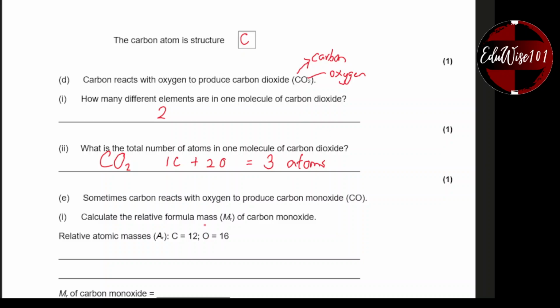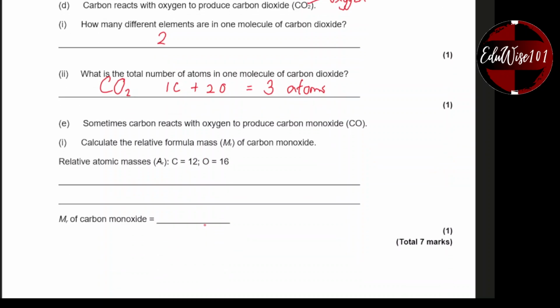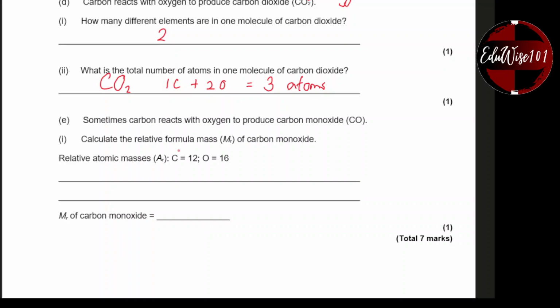Sometimes carbon reacts with oxygen to produce carbon monoxide, CO. Calculate the relative formula mass of carbon monoxide. So the mass of carbon they have given is 12. So for carbon monoxide, the mass of carbon is 12 and the mass of oxygen is 16. So the total mass will be 12 plus 16. That gives me 28. So we write it as 28 grams.